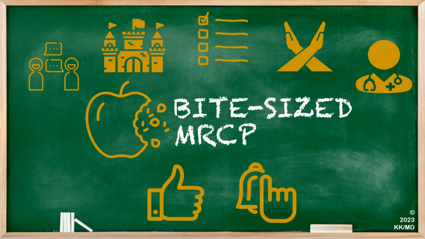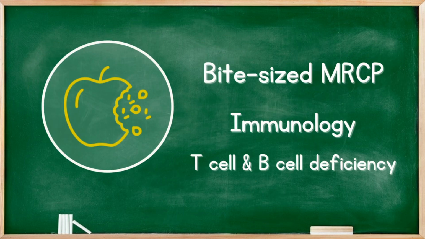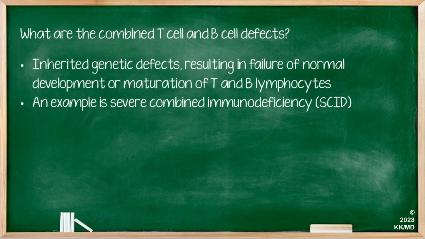Now, without further ado, let's get into today's topic, which is on combined T cell and B cell defects under the section of Immunology. So what are the combined T and B cell deficiencies? These are a group of inherited genetic defects resulting in failure of normal development or maturation of T and B lymphocytes. An example of this is severe combined immunodeficiency or SCID.